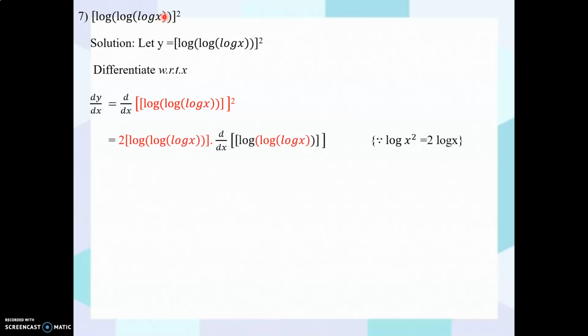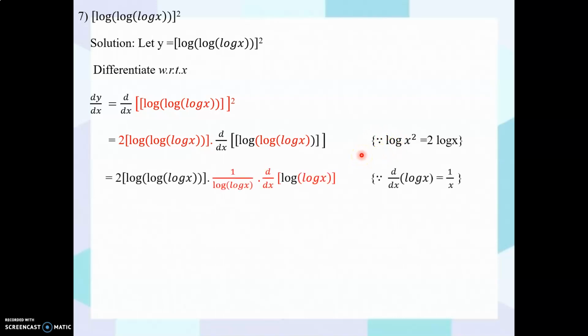The next question, log of log x whole square. Here the function is in log x square format, so you can write the derivative like this. So 2 into log of log x into the derivative of this function, you have to take the full function, because log x square you can write as 2 into log x. Next term is 2 into log of log x into the derivative of log x. So 1 upon log x into the derivative of log x you have to take, that is written over here.